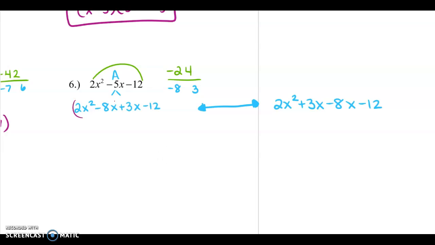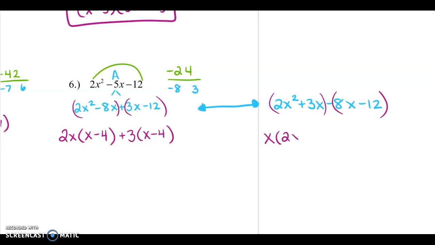So if I look at the first one and I put my parentheses there, I'm going to factor out a 2x, leaves me with x minus 4. Factor out a positive 3, leaves me with x minus 4. Come over here to this example. Okay, factor out an x, leaves me with 2x plus 3. Factor out a negative 4, and it leaves me with a 2x plus 3.